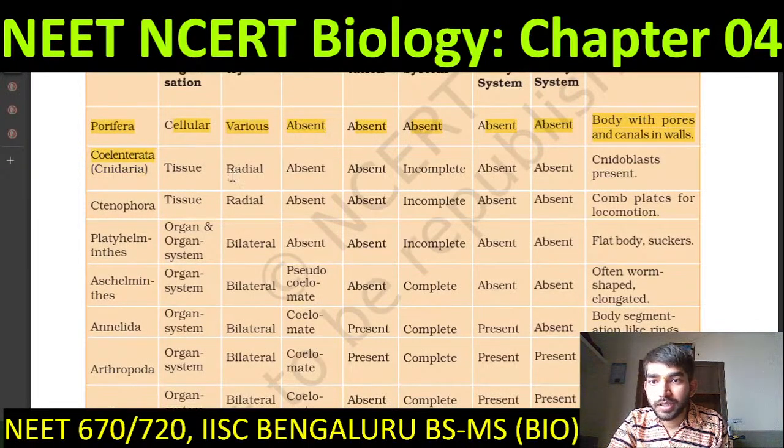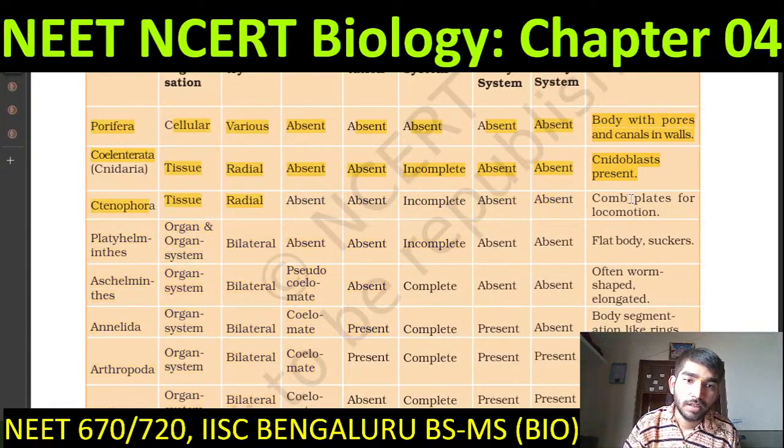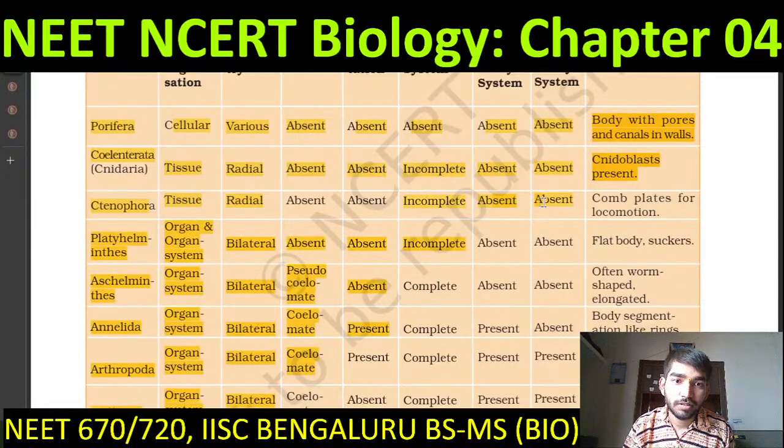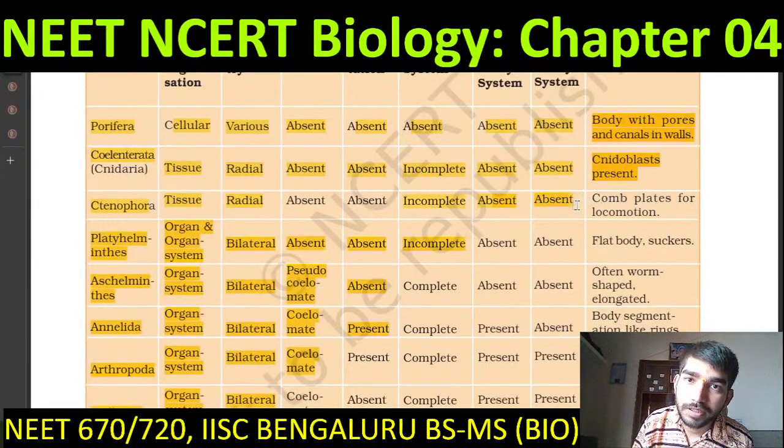Next is Coelenterata, Cnidaria. It has tissue level organization, radial symmetry. All the things are absent or incomplete. Cnidoblasts are present. Ctenophora, again tissue level, radial symmetry. Again similar to the previous group. Most of the things are absent or incomplete digestion, and comb plates are present. And also it has bioluminescence. Remember that.